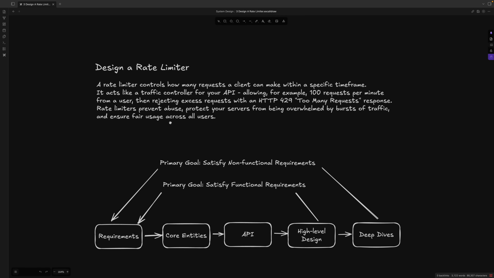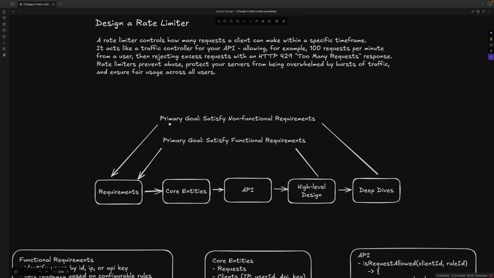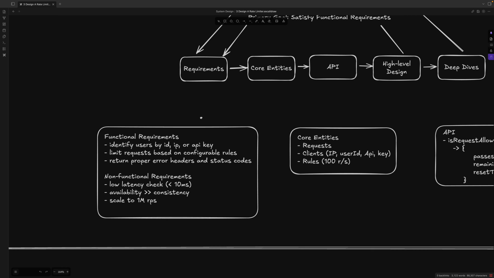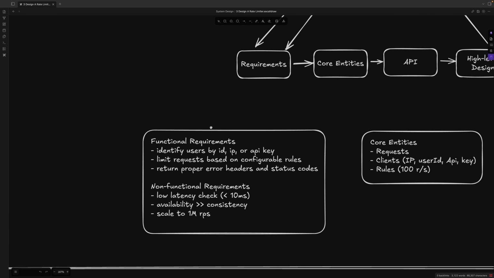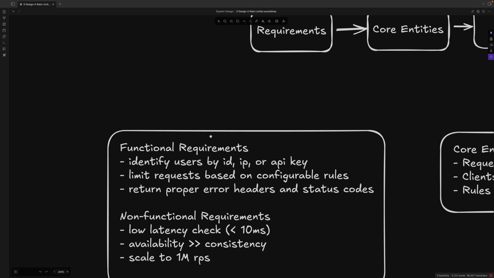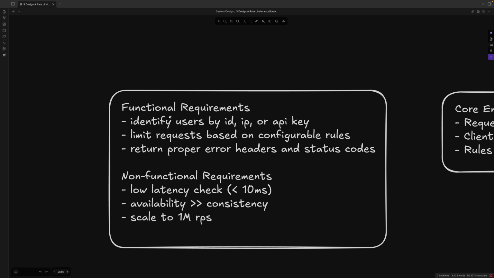Rate limiters prevent abuse, protect your servers from being overwhelmed by bursts of traffic, and ensure fair usage across all the users. So we start from the requirements. The requirements have two parts. One is the functional requirements. Identify users by the ID, IP, or API key. The second is limit requests based on configurable rules. And the third one is return proper error headers and status code.